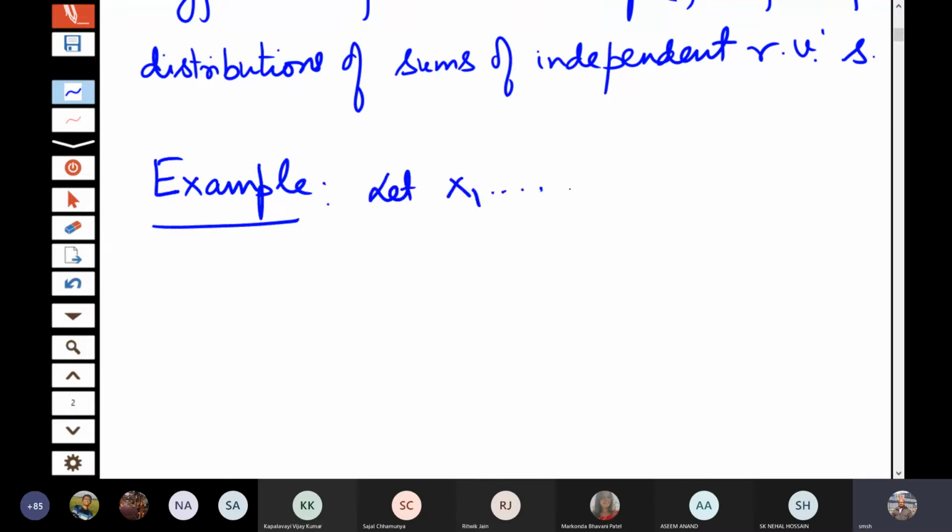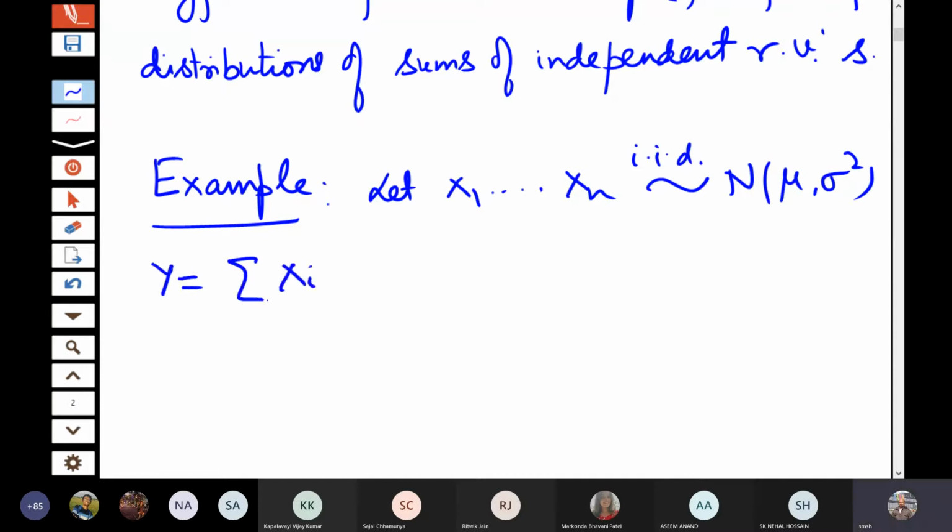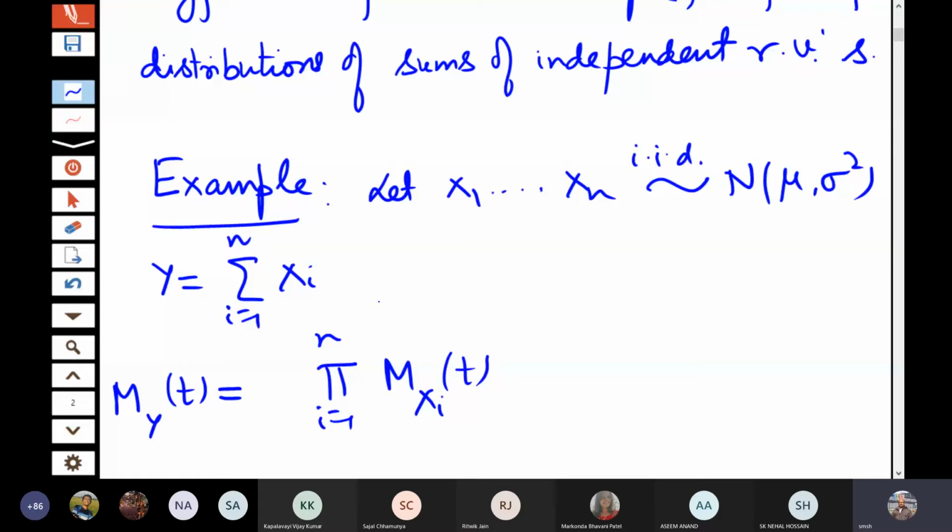Let x1, x2, ..., xn follow normal mu, sigma square. I am putting IID, meaning independent and identically distributed. Let us consider, say, y is equal to sigma xi, i is equal to 1 to n. So if I use the MGF approach, then the moment generating function of y is nothing but the product of the moment generating functions of x1, x2, ..., xn at the point t.